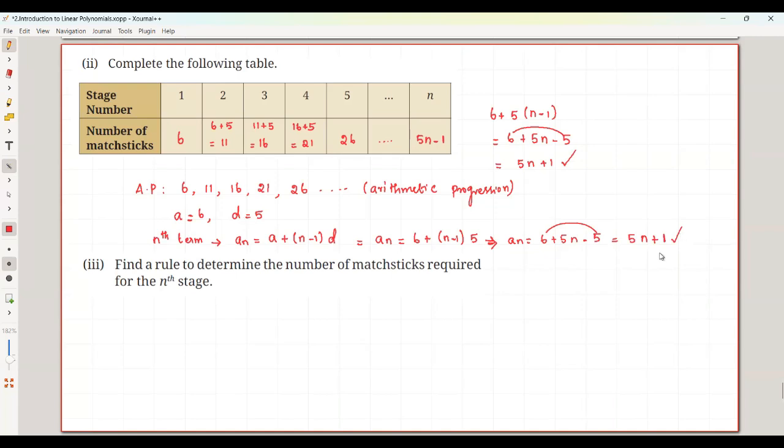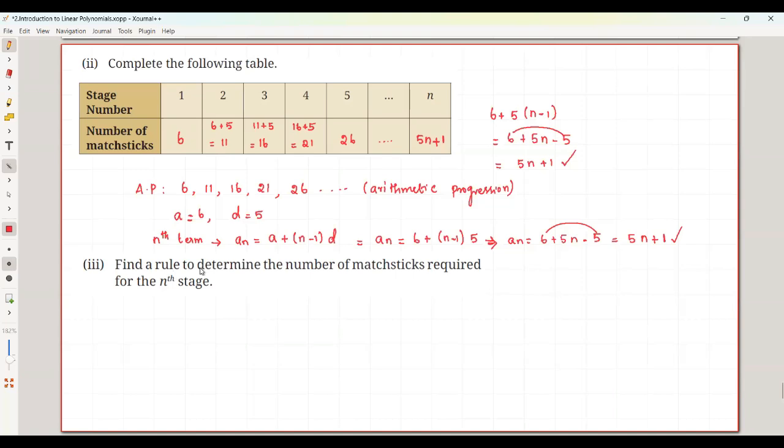This is according to the formula, and this is by the logic; the pattern also gives us this. So the nth term will be 5n plus 1. That's why this is called a higher order question, so try to understand this. The pattern is 5n plus 1.